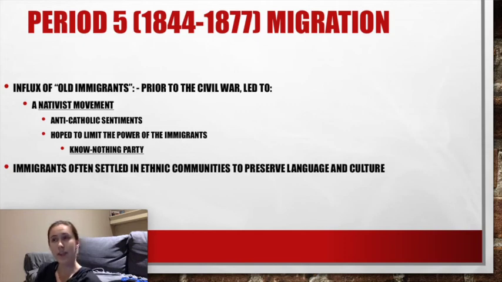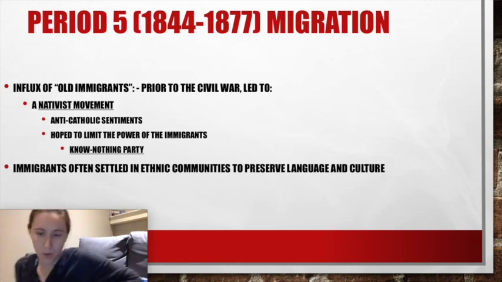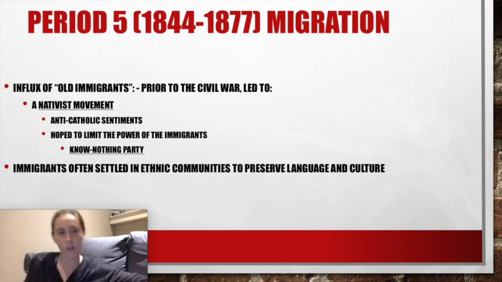Now, the Know Nothings in the mid 1800s do gain national power. The reason they're known as the Know Nothings is because, aside from policies on immigration, if you were to actually ask a Know Nothing supporter what they believed in, a lot of times supporters of the Know Nothing Party would say that they know nothing. So they really gained that reputation and that name as the Know Nothing Party.